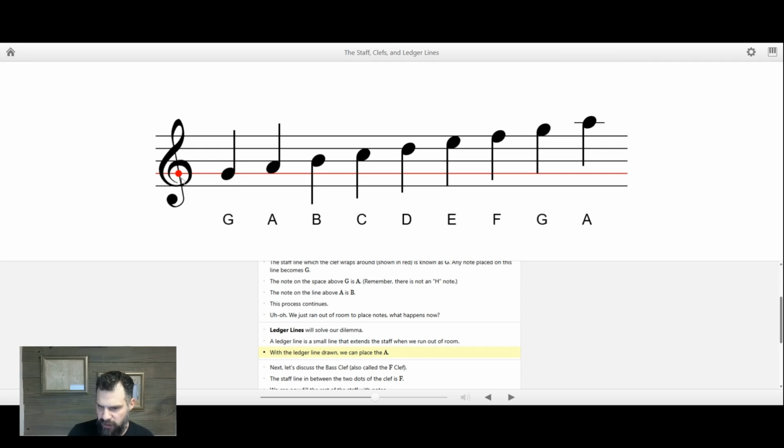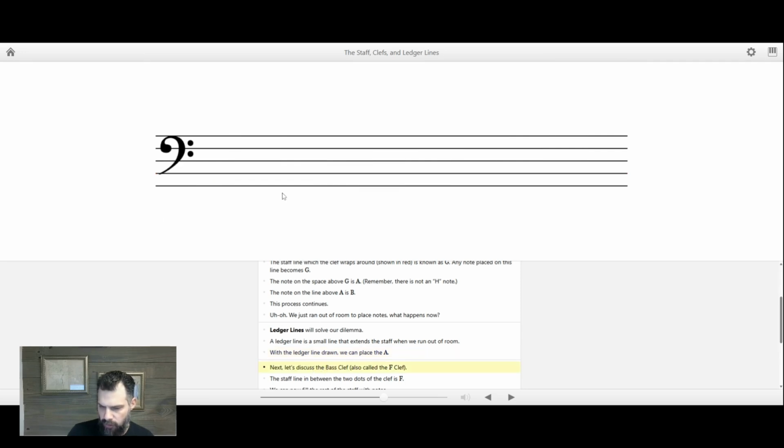So this is the G clef. Tells us that this line is a G. And then you have an A, a B, a C, a D, all the way up. And it would work the same way going down. The note before this is an F, and then an E, and then a D, and then a C, and so on. So now we'll do the same thing with the F clef.